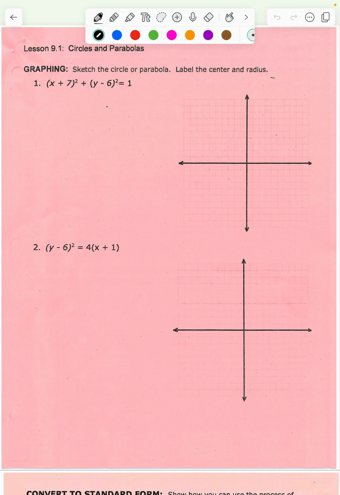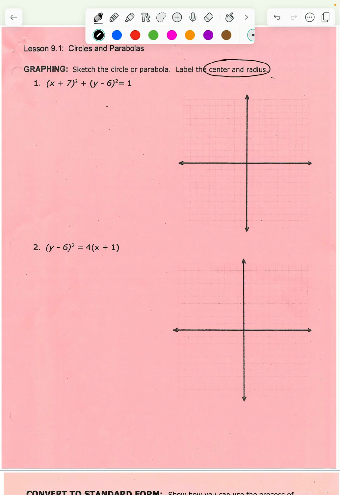Graphing, sketch the circle or parabola. When you see these equations, you have to know what is what. Is it a circle? Is it a parabola? Is it an ellipse? Is it a hyperbola? You'll have to be able to identify that. If it is a circle, and I'll be telling you this, you want to do the center and the radius, and then I'll tell you about the parabola.